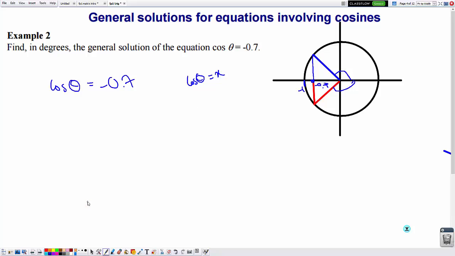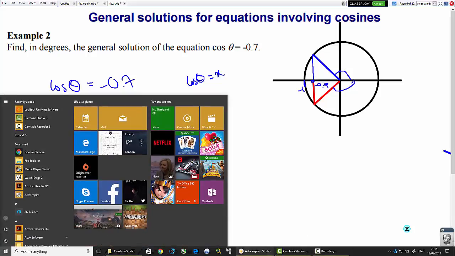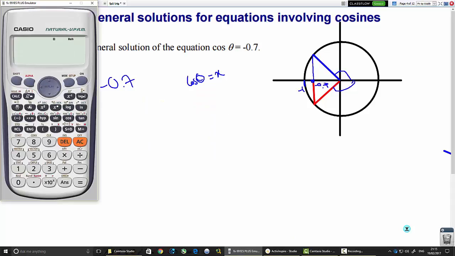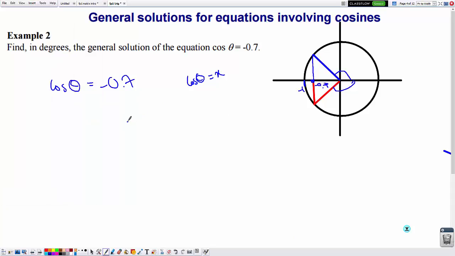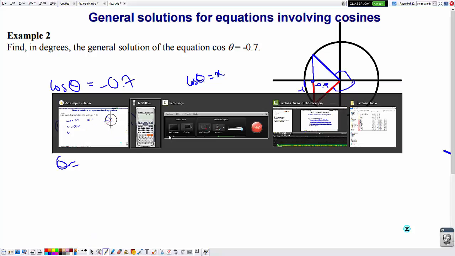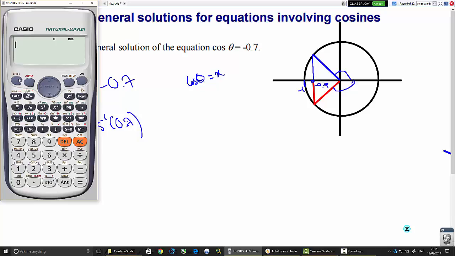So we're going to use our calculator. We're going to do inverse cos. So theta is equal to inverse cos of 0.7. And so theta is equal to, let's get the calculator up again. It's in degrees, so check that. Minus 0.7.